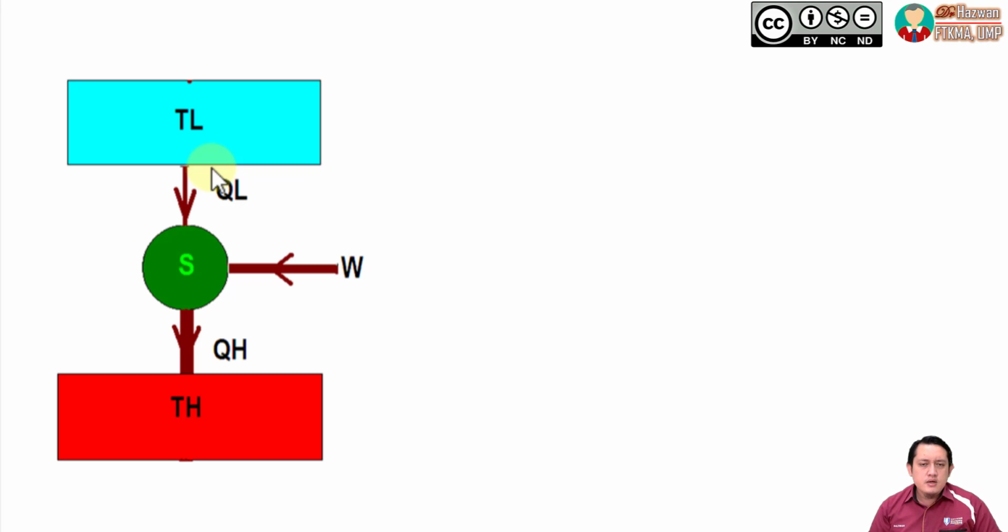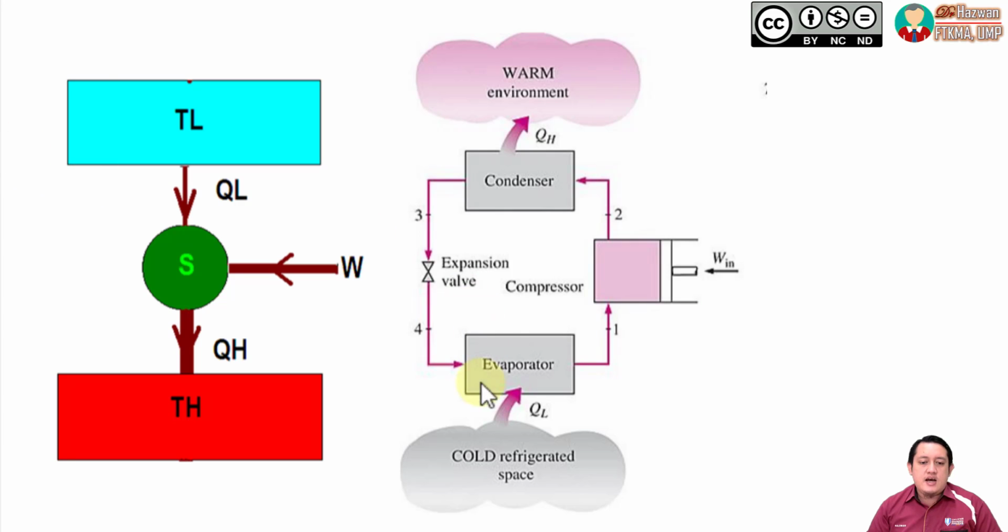Let's take a look at the vapor compression refrigeration cycle. This one. So what are the main components of this cycle? It has four main components. The first one is the compressor. Second, the condenser. Third, the expansion valve. And the last one is the evaporator.